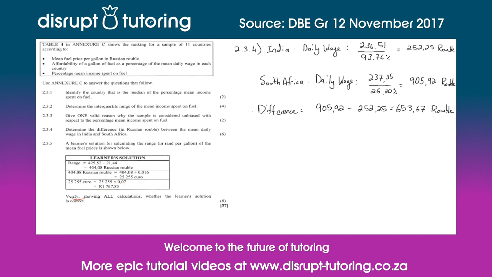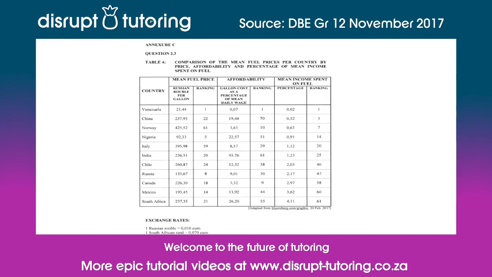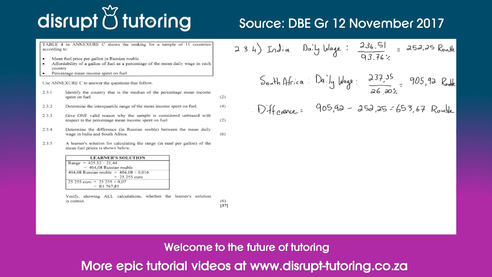So now verify, showing all calculation, whether the learner's solution is correct. So going back, the column that we're interested in is the mean fuel price, and this is not ordered, but you can see clearly that the highest number here is 425,52, so they were correct with the highest value, and the lowest value in this list is 21,44. So their first step was correct.